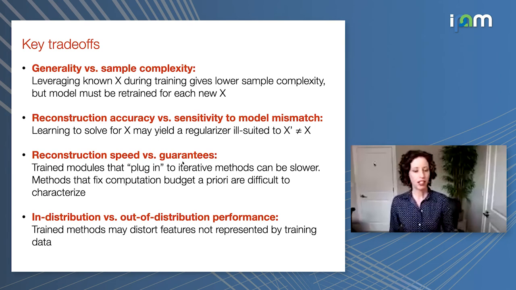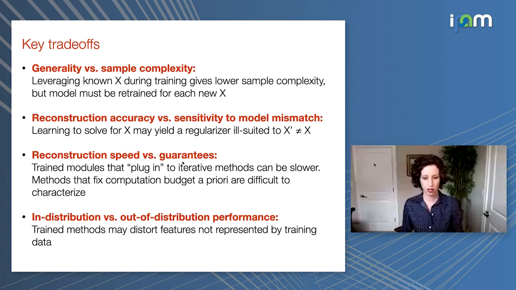Finally, a big trade-off I see is between in-distribution versus out-of-distribution performance. So if I'm in an MRI context and I have a training data set of, say, brain scans, I don't have any notion of whether the tumors or lesions that appear in that training data set are representative of the kinds of tumors or lesions I might see in the next patient tomorrow. And so one of the key questions in this field is how robust are these methods to the tumor or lesion that I've never seen before? So let me show you a couple of pictures.